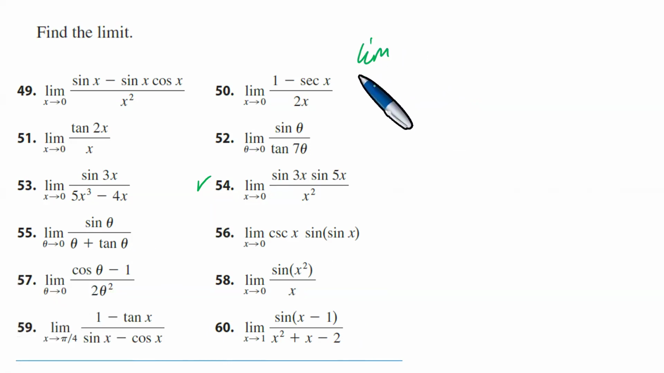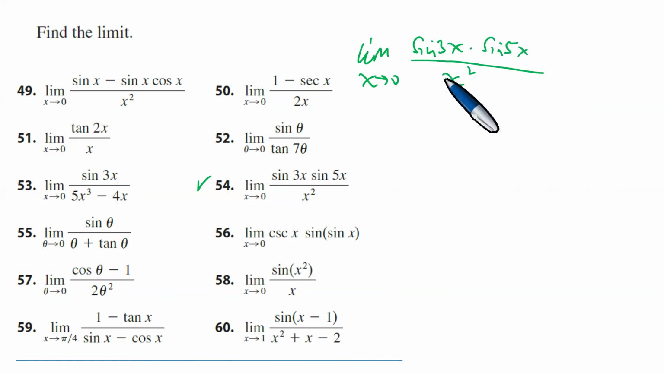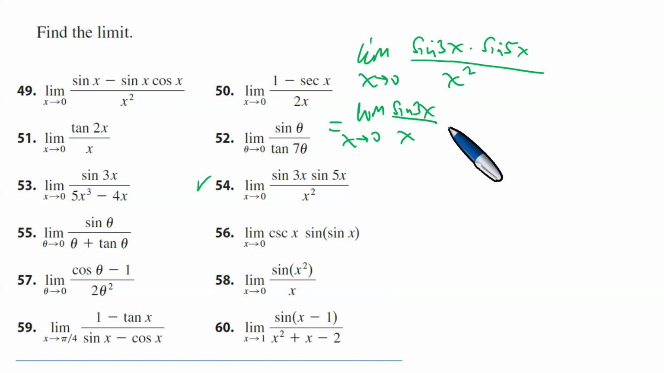Okay, if we're doing the limit as x approaches 0 of the sine of 3x times the sine of 5x, you divide everything by x squared. So obviously this is the limit as x approaches 0 of the sine of 3x over x, times the limit as x approaches 0 of the sine of 5x over x, like this. You can break the x squared and separate the things like that.